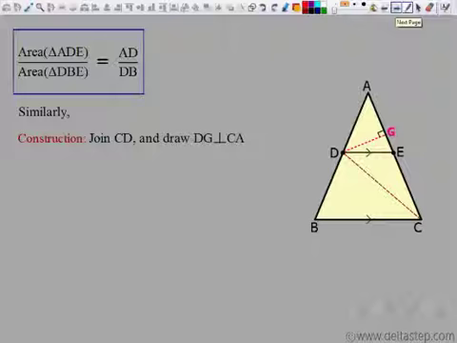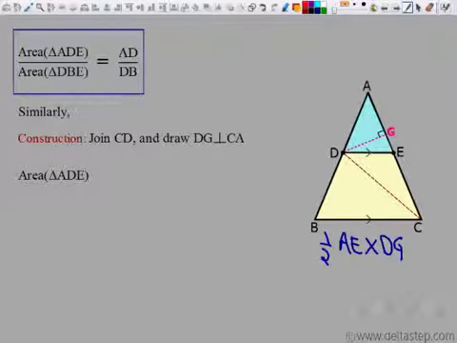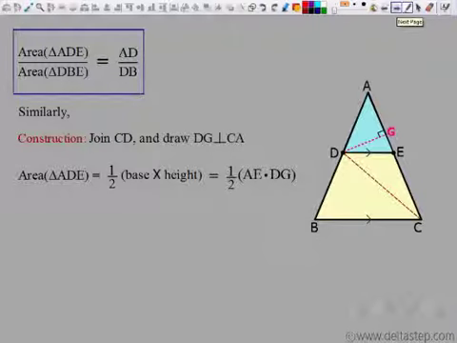Now again we can find the area of this triangle ADE. What would that be? Again, half into base into height. Base can be any side. Now let's take AE as the base. If AE is the base, then the vertex opposite to it is D. The perpendicular from D is this line DG. So now area would be half into base, which is AE, into height, which is DG. So this is what I get as the area of this triangle, half into AE into DG.